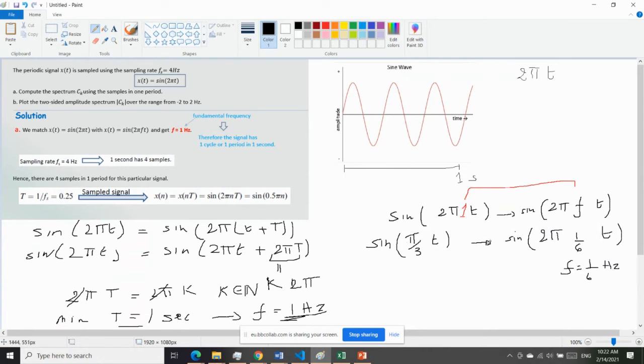So this is a very quick way to find the frequency of the sinusoid. You have to put it in this form, and you see what the frequency value is when you make it 2 pi times f times t. But this is the full mathematical analysis. Okay, so that's the frequency.